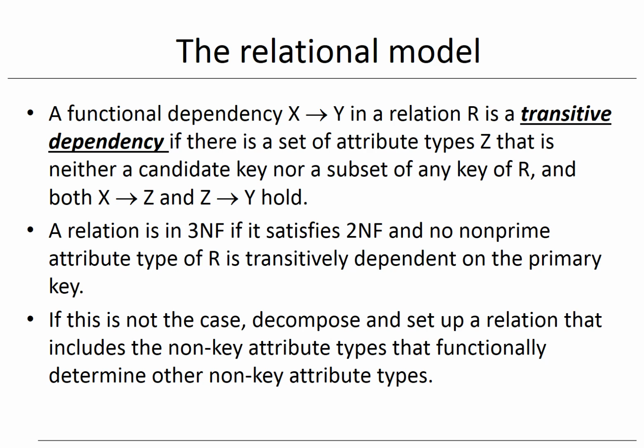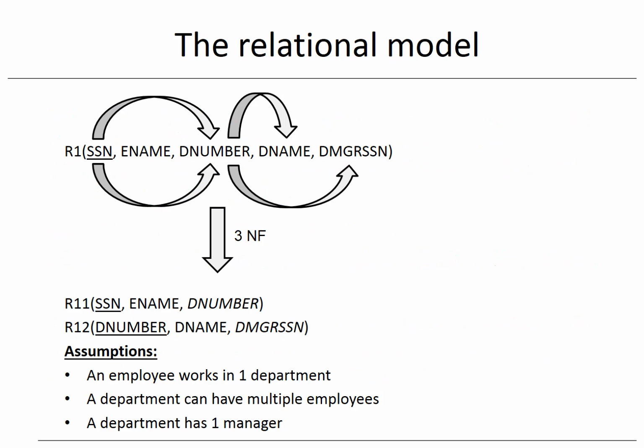Let's work out an example to illustrate this. The relation R1 contains information about employees and departments. It includes the attribute types social security number, e-name, d-number, d-name, and d-manager social security number. The social security number attribute type is the primary key of the relation.